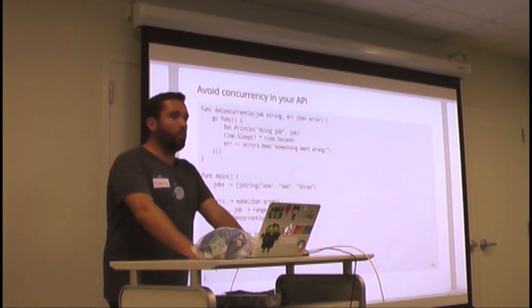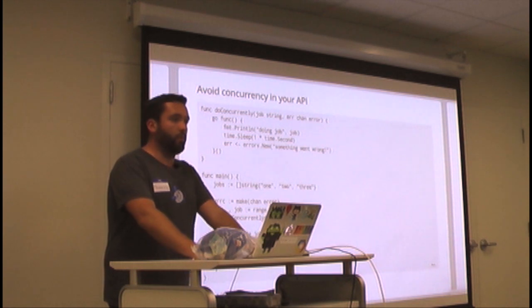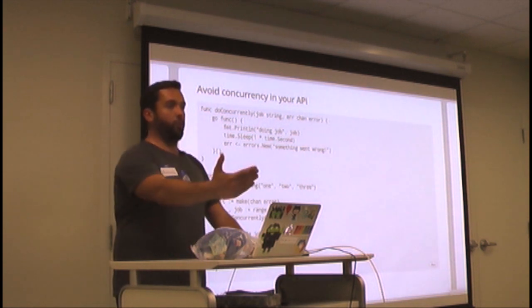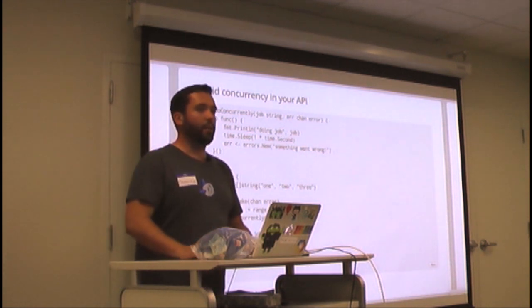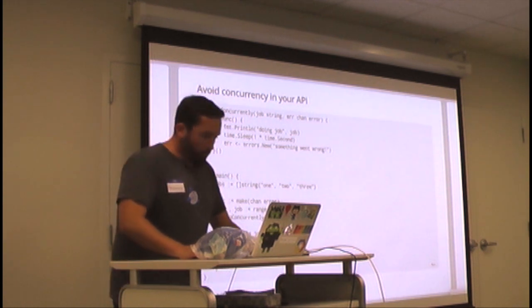And now for concurrency. One of the most important things of Go is that we have a very useful concurrency, and it's very powerful, which means that people use it, which is good. But sometimes they use it a little bit too much. So one of the things is putting concurrency in front of your API. It's actually a pretty bad idea.